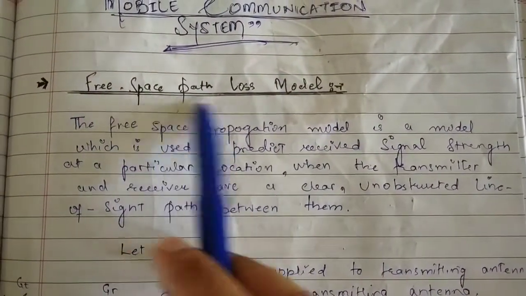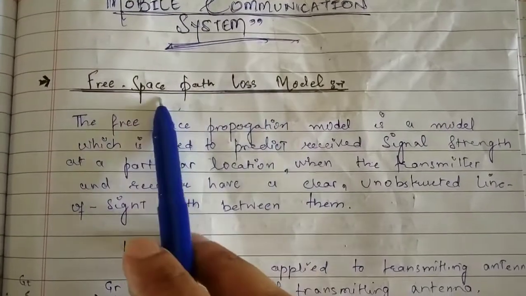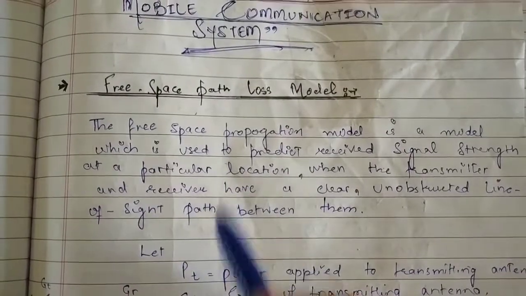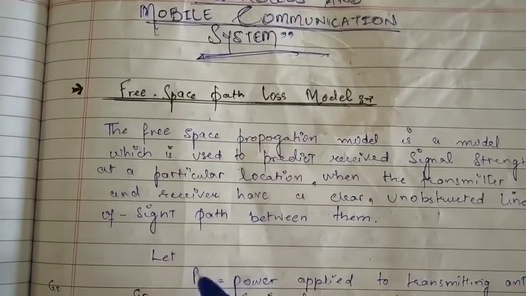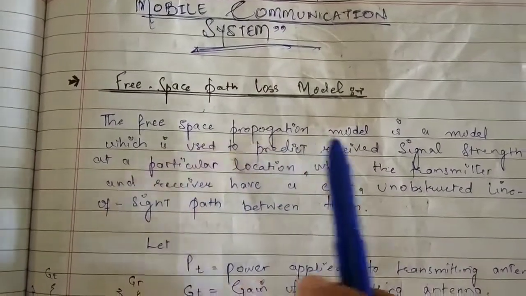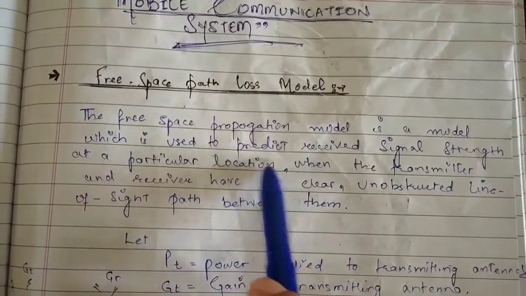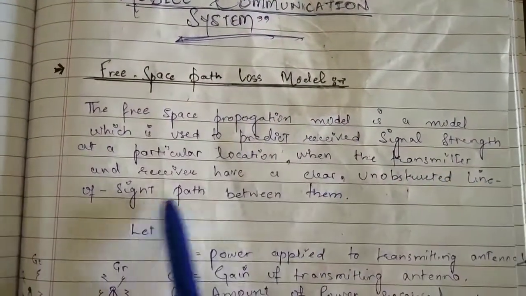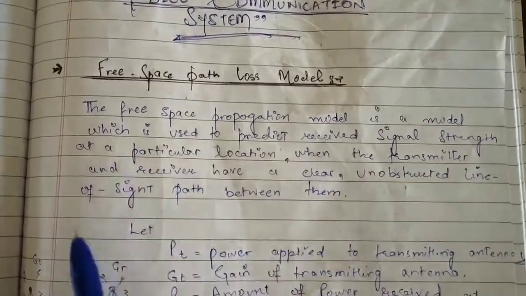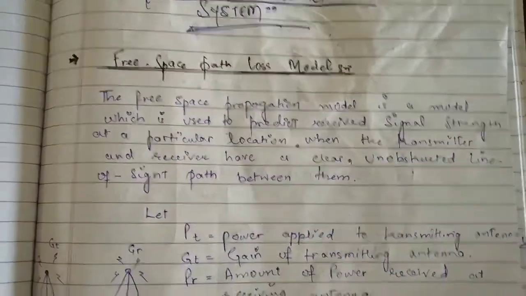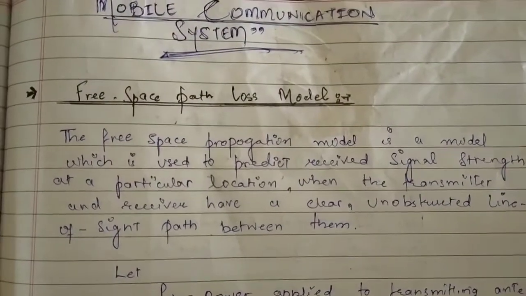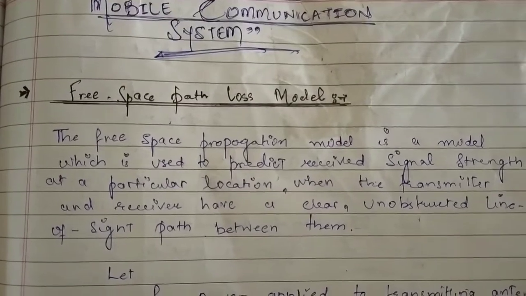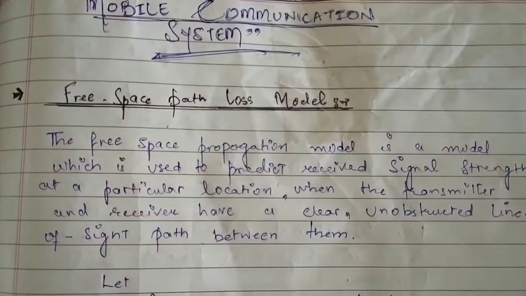First we begin with what actually path loss is. Path loss, or path attenuation, is the reduction in the power density of electromagnetic waves as they propagate through space. The free space propagation model is used to predict received signal strength at a particular location when the transmitter and receiver have a clear, unobstructed line of sight path between them. For example, satellite communication systems and microwave line of sight radio links typically undergo free space propagation.